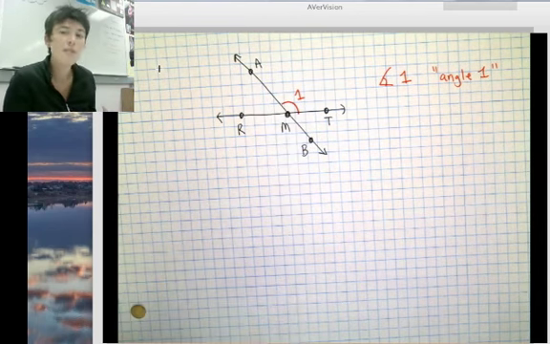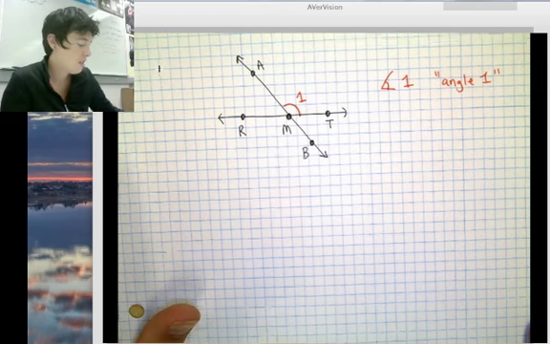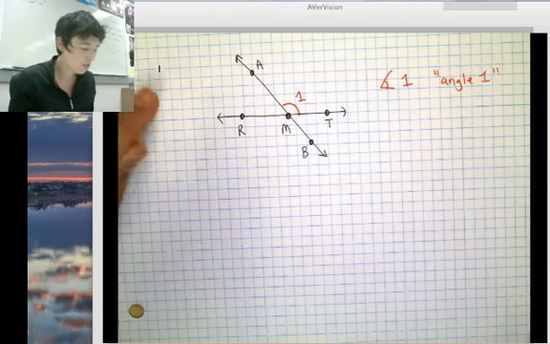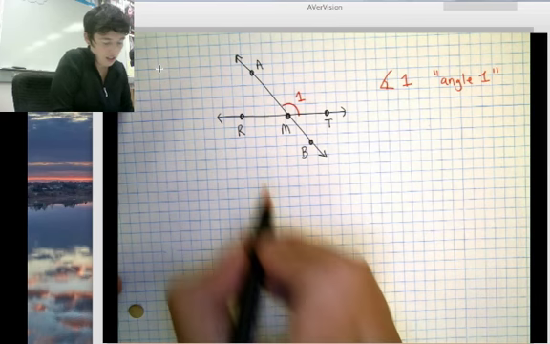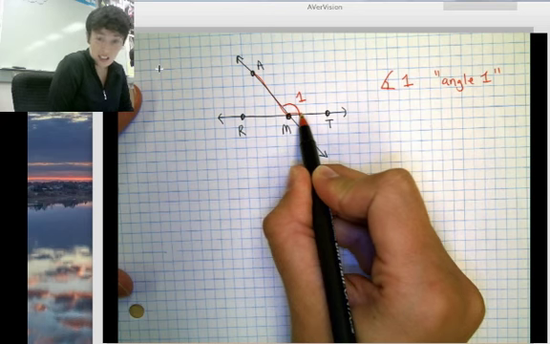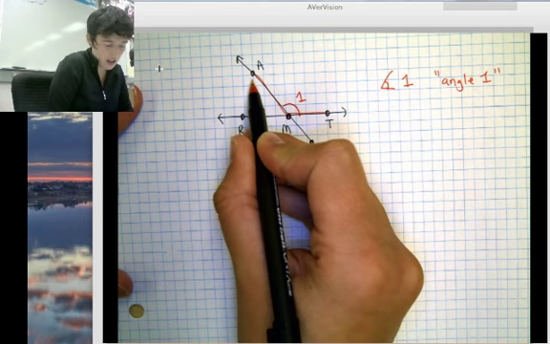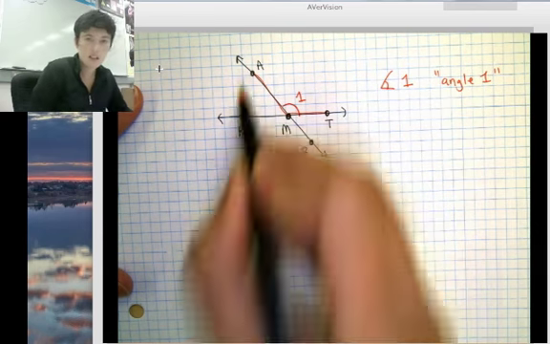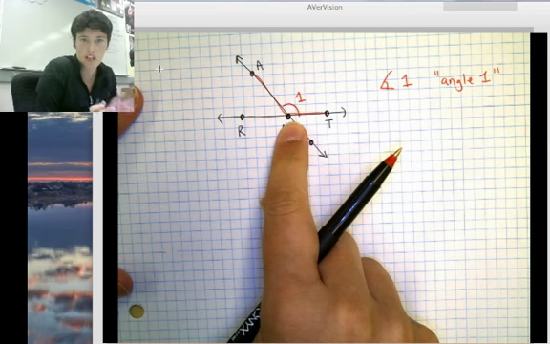A lot of times, you're not going to use a number. Instead, you're going to use the letters that make up the angle. So look really closely at angle 1. It's made up from letters A to M to T. So it goes A, M, T. Or you can go backwards. You could go T, M, A. But M's in the middle. It's right at the corner.